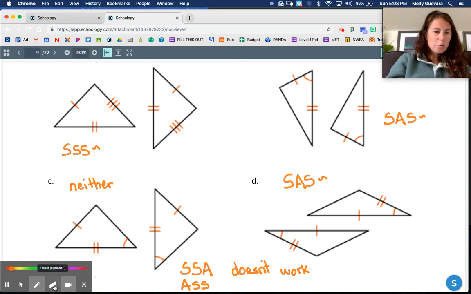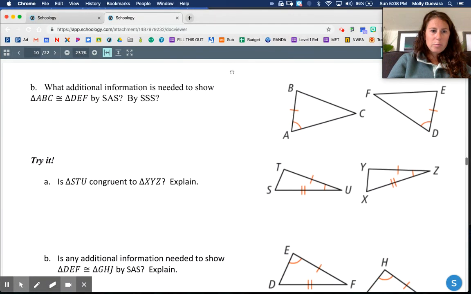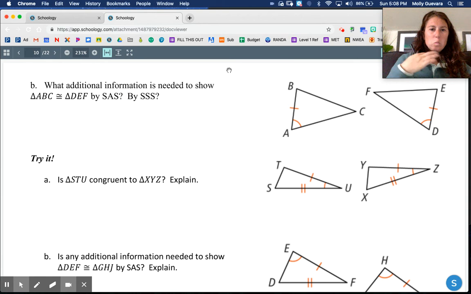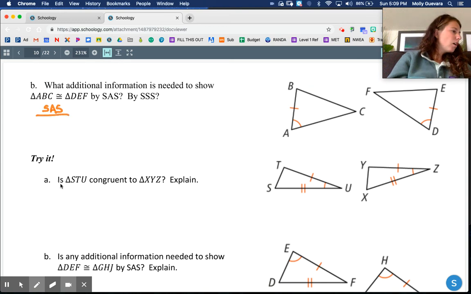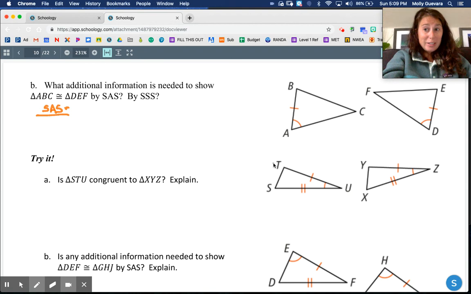Let's look at a couple more examples. We're almost done. Part B says, what additional information is needed to show that these 2 triangles are congruent by side, angle, side? So if I wanted to prove side, angle, side, what would I need to know? What other piece of information would I need to know? Well, there's more than one answer, right?